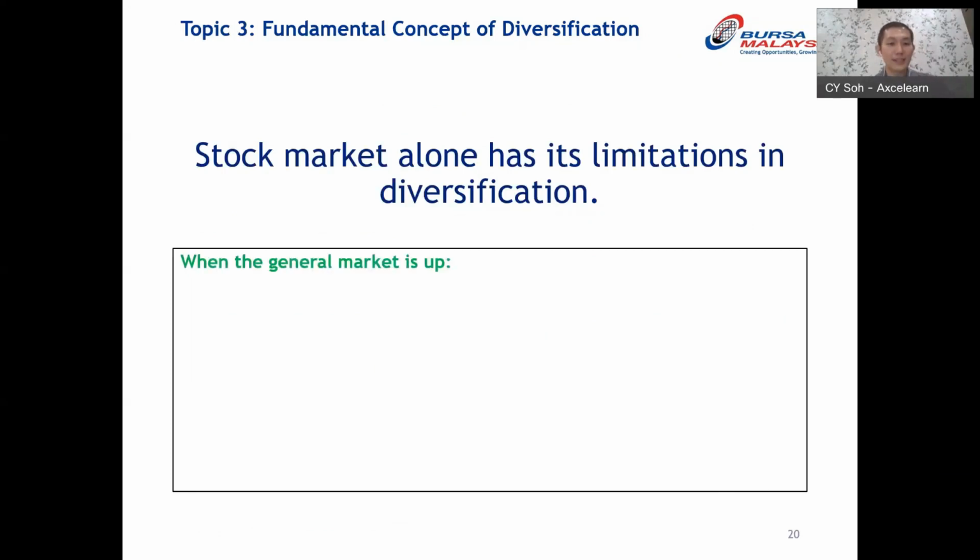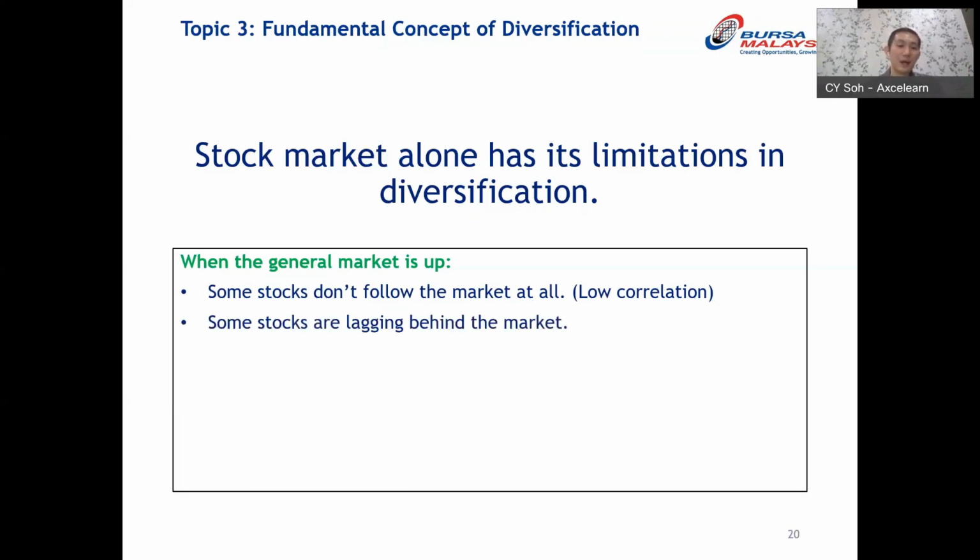Let's say when the general stock market is up, the first scenario, some stocks don't follow the market at all. Can you relate to this, for those of you who have experience in the stock market? Let's say when FKLI or the FBM KLCI goes up by 200-300 points, some stocks that you invest in or trade just don't follow the market at all. This is what we mean by low correlation. It doesn't follow the market, because some of the stocks are lagging behind the market.